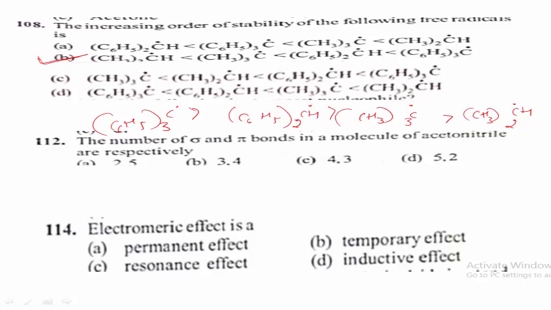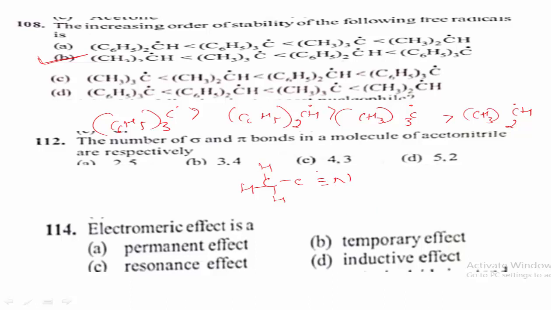Next question number 112. The number of sigma and pi bonds in a molecule of acetonitrile, respectively. First, I write the structure of acetonitrile here. Okay, students, if you know the structure, it is CH3 C triple bond N. Yes, this is the structure of acetonitrile.